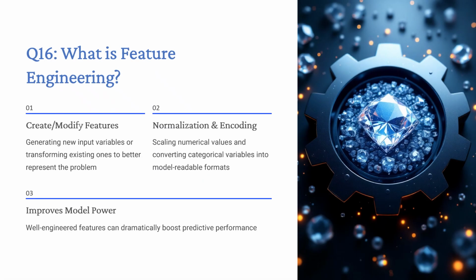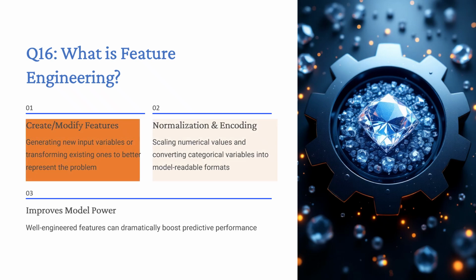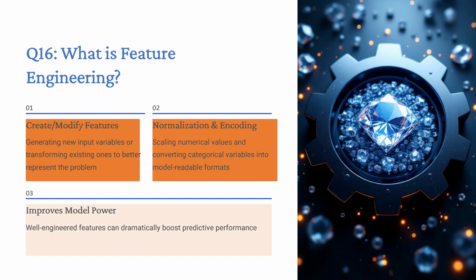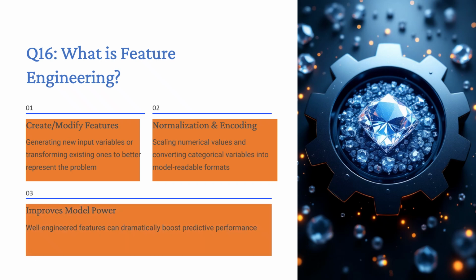Feature engineering is the process of creating and transforming features from raw data to improve the accuracy and performance of a machine learning model. It means preparing and modifying the data in a smart way so that the model can understand patterns better and give more accurate results.